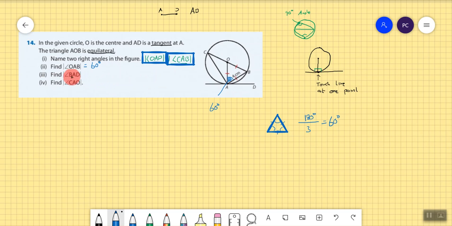The next one then is find the angle BAD. So BAD, so we're trying to find this one in here. So let's color that in a bit there. So BAD, so we know that OAD has to be a 90 degree angle.